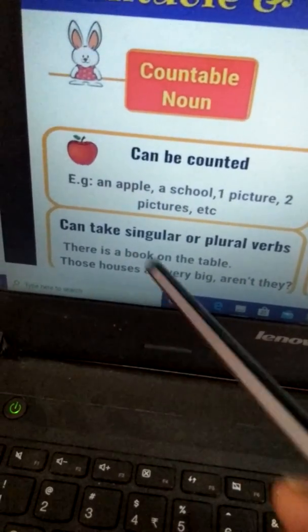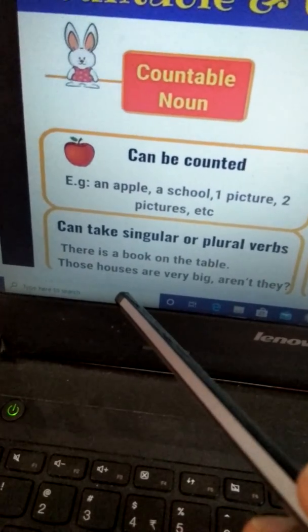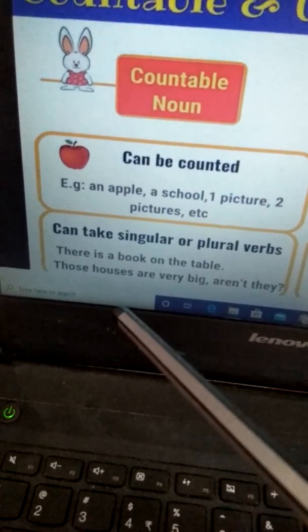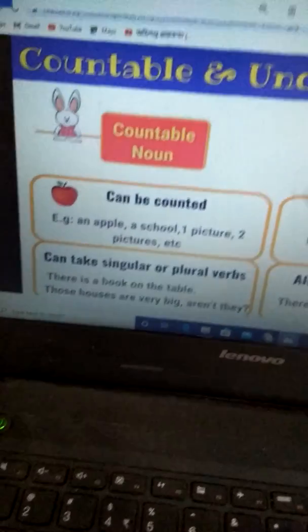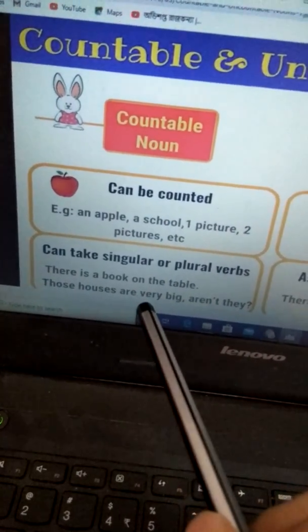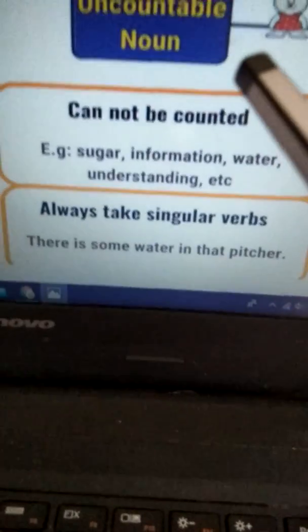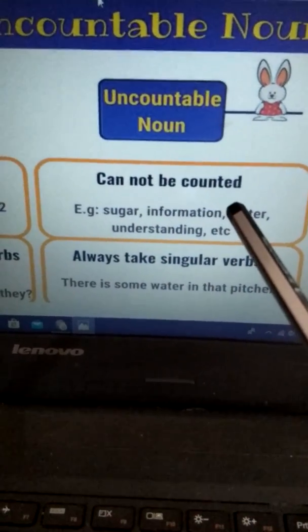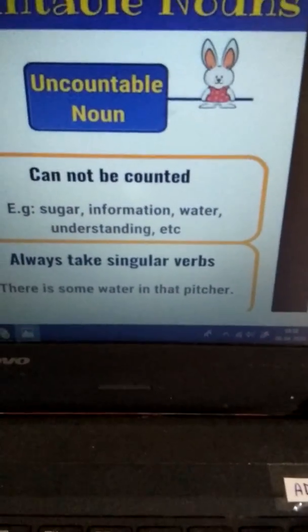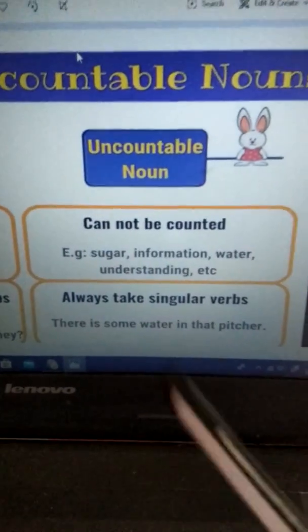So when we are talking about houses, that means there are many houses, not one. So we are using are. Is it clear? Now we come to uncountable noun. Uncountable noun cannot be counted. For example, sugar. Can you count sugar? You can't count sugar.